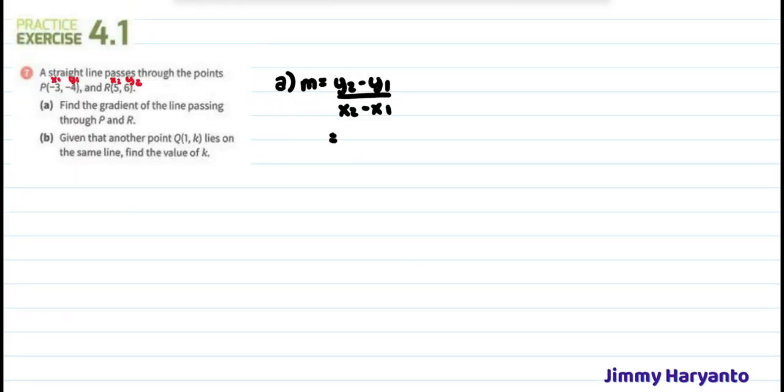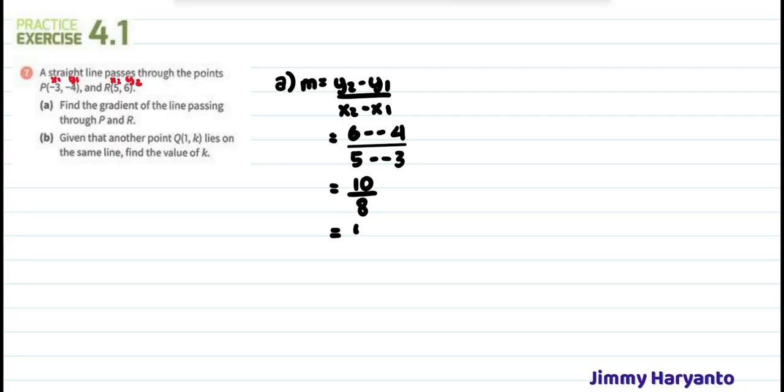Okay, next is question 7. For question 7, the question gives you 2 points, P and R, and wants you to find the gradient. So y2 equals 6, y1 equals negative 4, over x2 is 5, x1 is negative 3. So the final answer is 10 over 8, and we have to simplify this, of course. Divide by 2, you have 5 over 4 for the gradient.